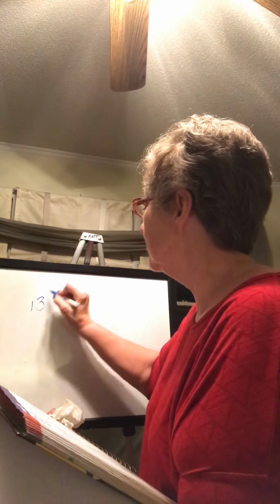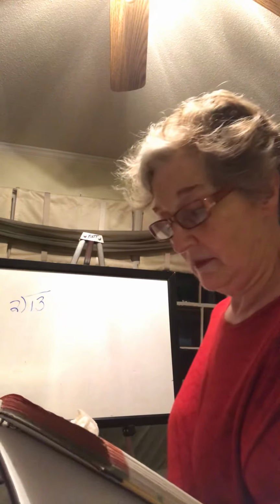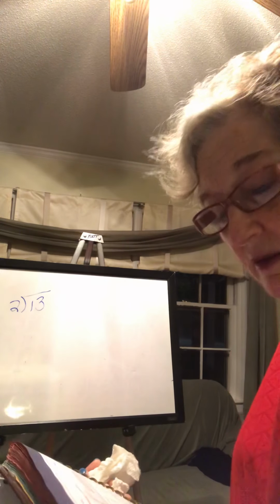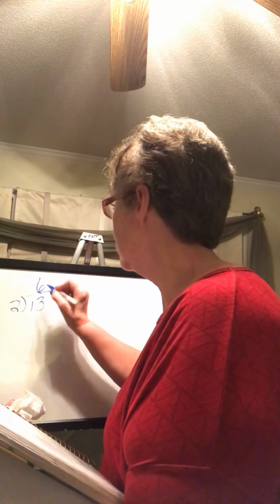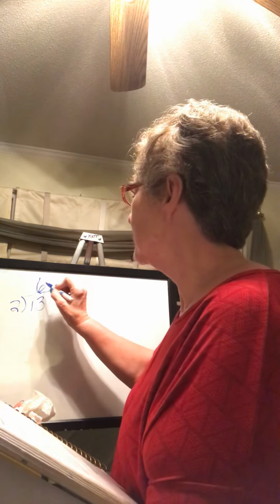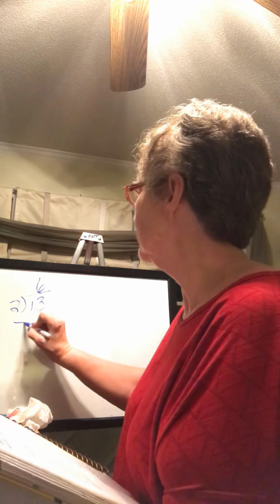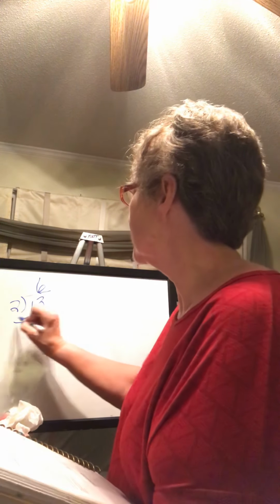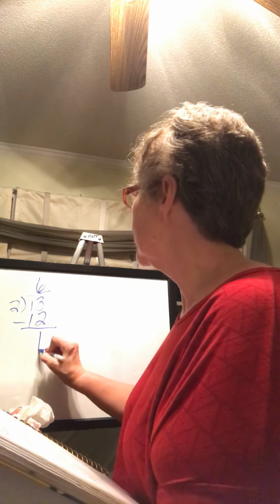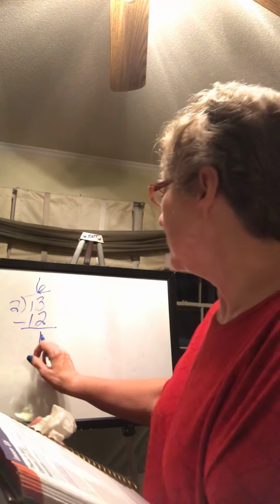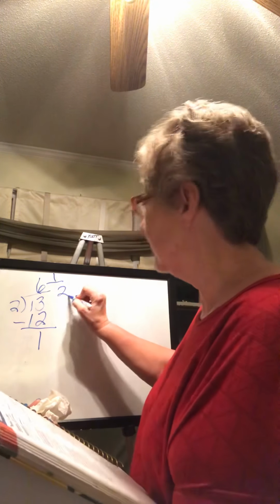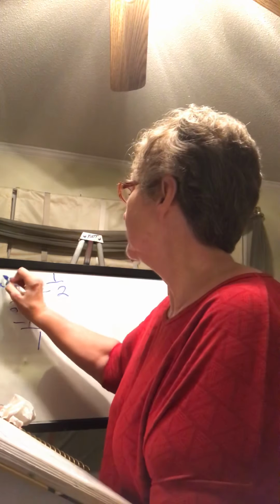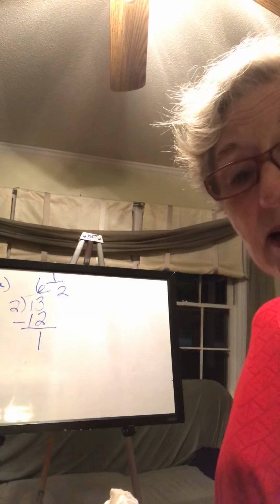So 1A is 13 divided by 2. Okay, 2 goes how many times into 13? 2 times 6 gives you, okay, Daddy divided, Mama's going to multiply. 6 times 2 is 12. Sister's going to subtract. That gives you 1. So the remainder over the divisor is 1/2. So the answer for 1A is 6 1/2.